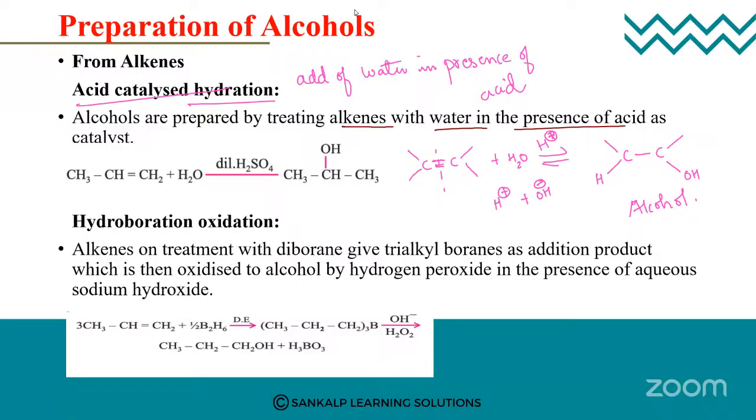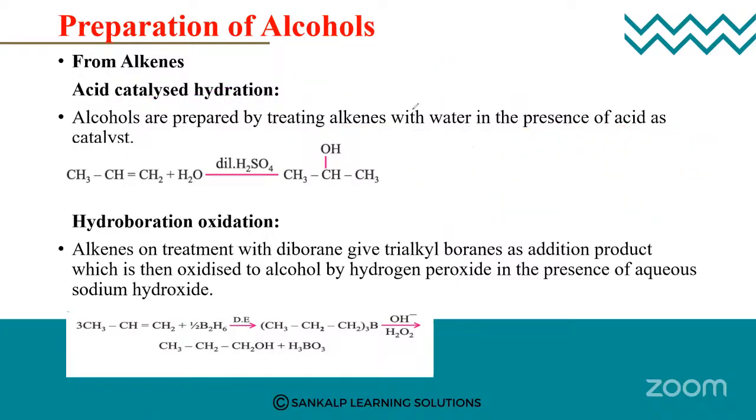Is it clear? Okay. Let me give one more example. CH3, CH, double bond, CH2 plus H2O. Okay, in the last example we used a symmetrical alkene. Now here we have an unsymmetrical alkene.